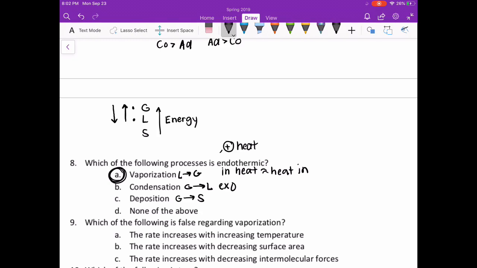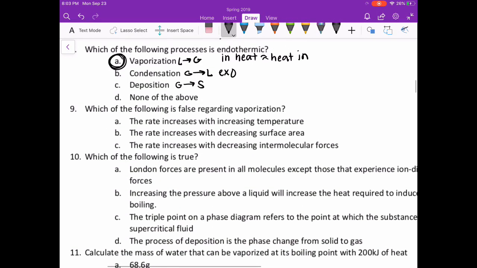And same with C, I'm going from the highest energy state, gas, all the way down to a solid, which is going to be another exothermic term, right? So the answer there is A.